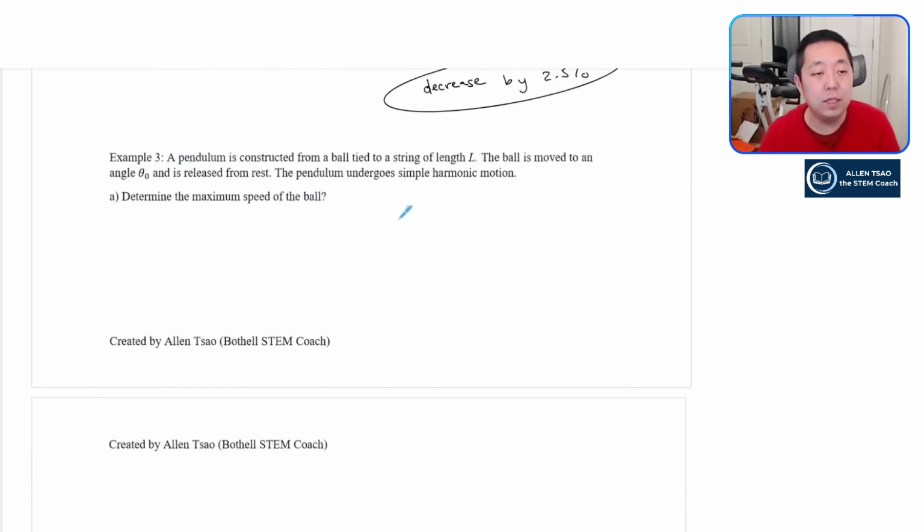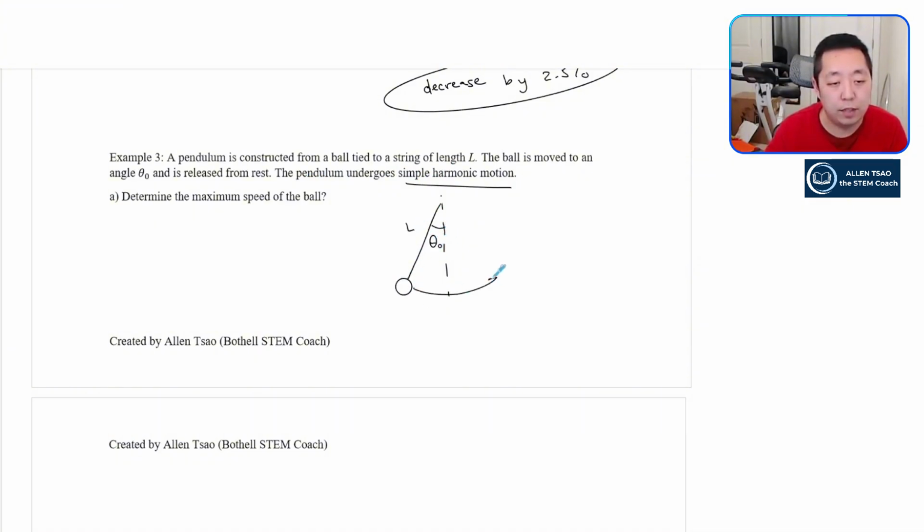We have a pendulum that's constructed from a ball tied to a string of length L. The ball is moved to an angle theta naught and released from rest. The pendulum undergoes simple harmonic motion. So I am releasing this at theta 0, length L, and I have a ball here, and it's going to go back and forth like this. That's what the pendulum's going to do. Determine the maximum speed of the ball.